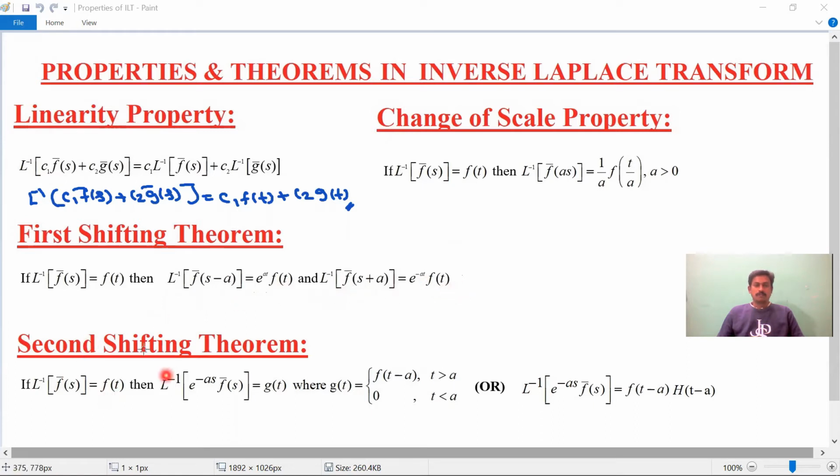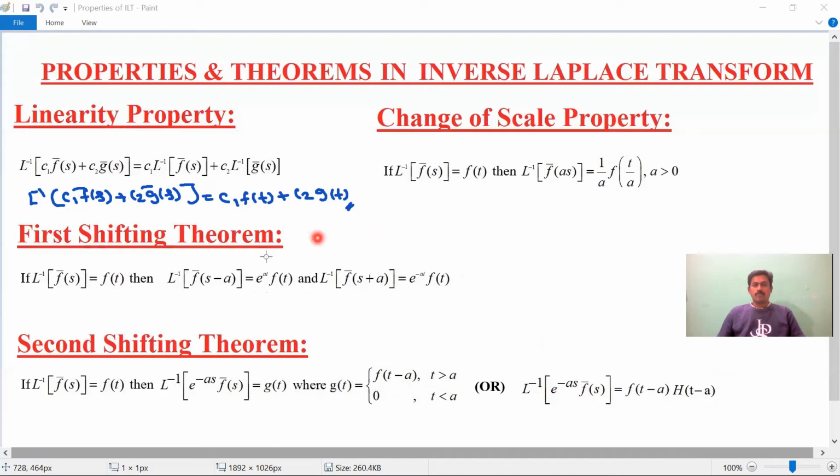Second shifting theorem. If L inverse of f bar of s equal to f of t, then L inverse of e power minus as into f bar of s equal to g of t, where g of t equal to f of t minus a when t is greater than a, and 0 when t is less than a. Or we can also write it as L inverse of e power minus as into f bar of s equal to f of t minus a into h of t minus a.